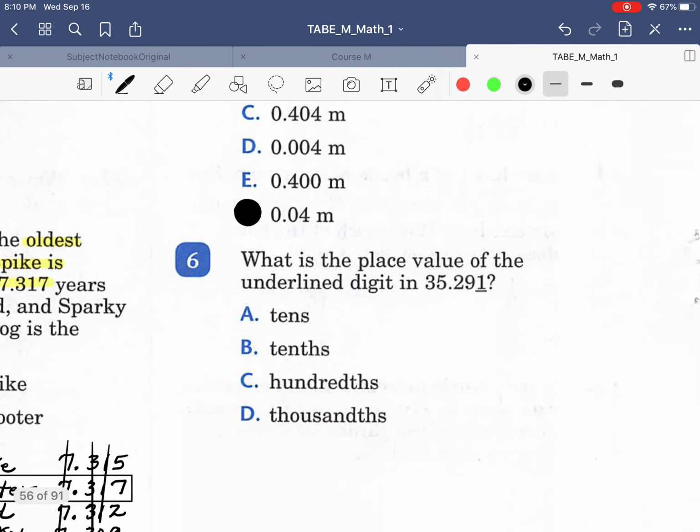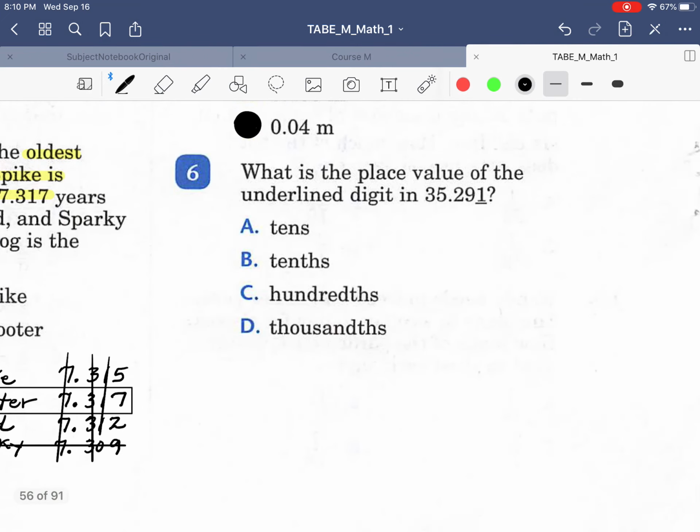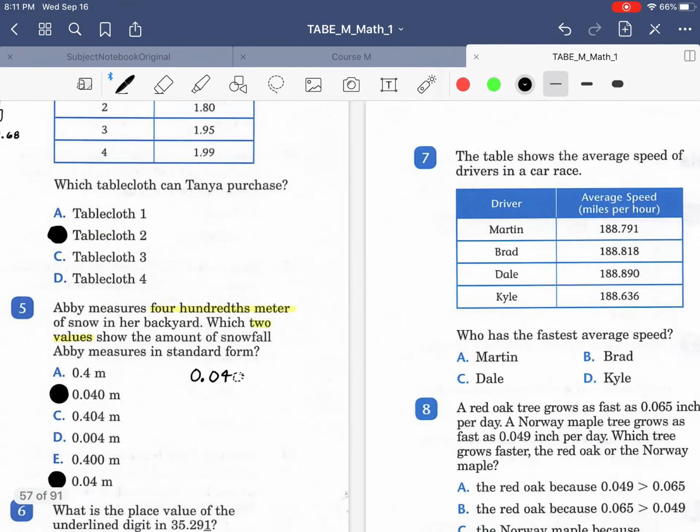Number 6. What is the place value of the underlined digit in 35 and 291 thousandths? The 1 is in the third decimal place, so that is the thousandths place. And we covered this in the instructional video, so if you haven't seen that, you definitely need to watch that one. Number 7.